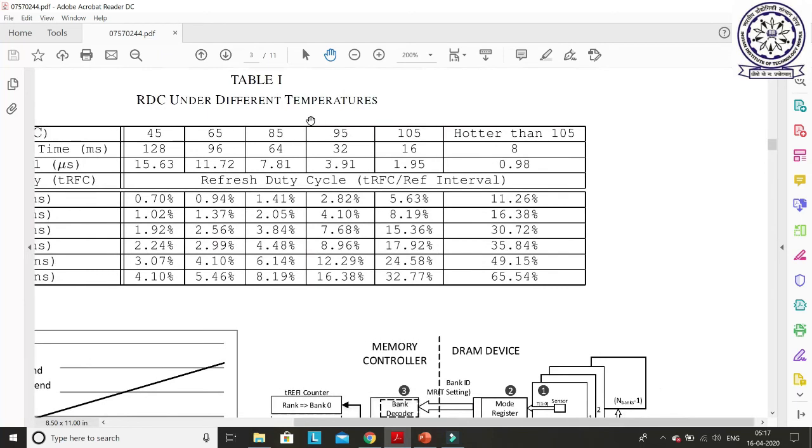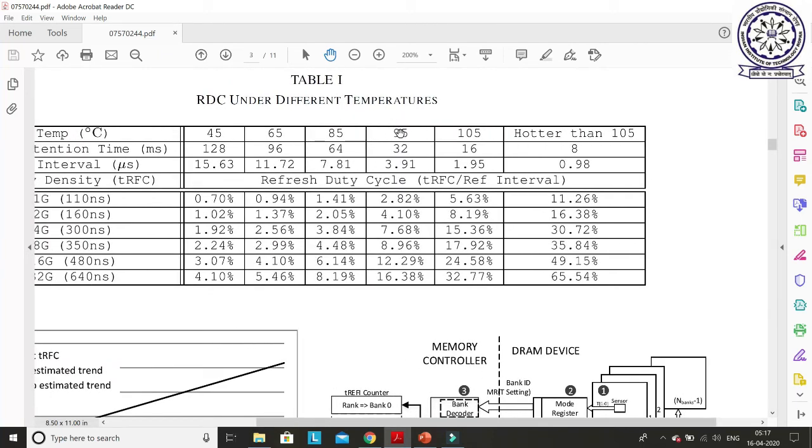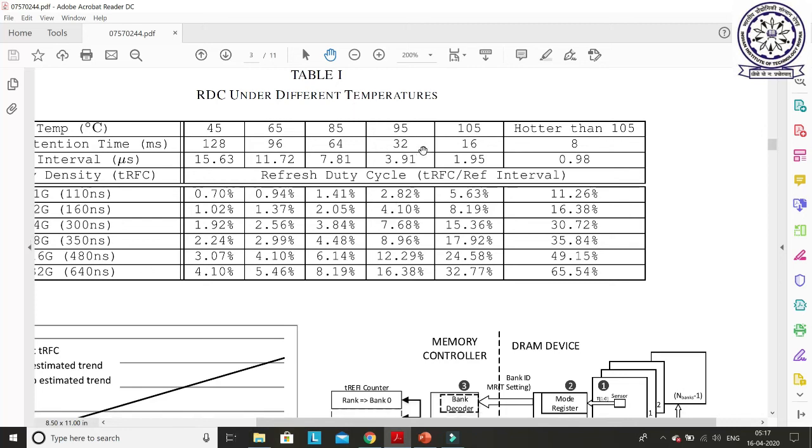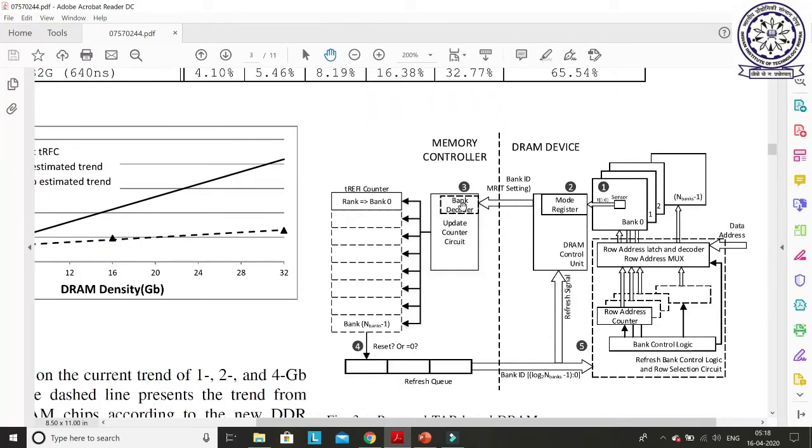So in this table they already explained it, that if this bank temperature is 95 degree, then the retention time should be 32 millisecond, and the refresh interval should be 3.91. So everything based on this table is possible to calculate. The bank ID and the temperature category will be supplied here, and according to these values, the corresponding refresh interval counter will be updated. Based on this refresh counter values, whenever required, the refresh command will be supplied to this refresh queue, and then this refresh queue will go here and then refresh these banks independently.